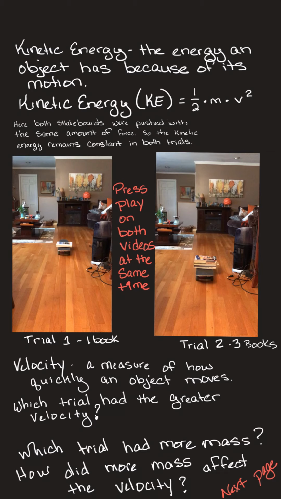In the first trial, I placed one book on the skateboard. I pushed the skateboard and I observed the velocity at which the skateboard travels. In trial 2, I placed 3 books on the skateboard, pushed the skateboard with the same force that I used in the first trial, and observed the velocity of the skateboard. Let's take a look at those now.